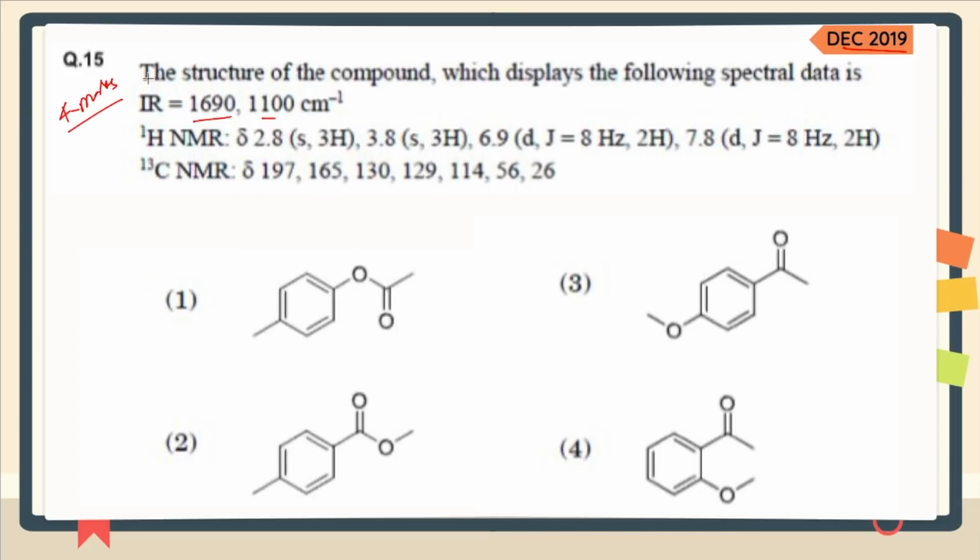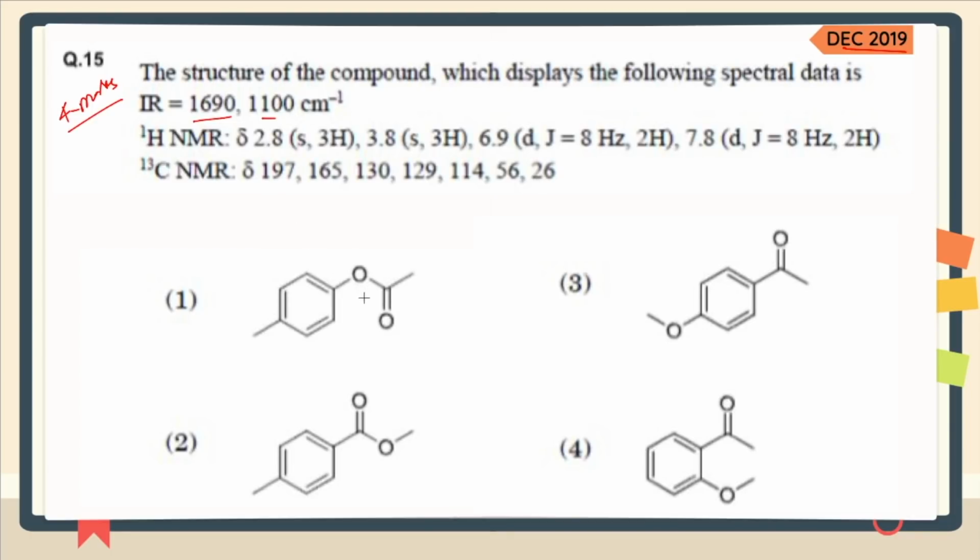IR data will help you find out the functional group, so you'll be able to tell which functional group they are talking about, and the NMR data will help to justify the answer. That's how you have to focus on these types of questions. Now here, the IR data is given as 1690 and 1100 centimeter inverse.